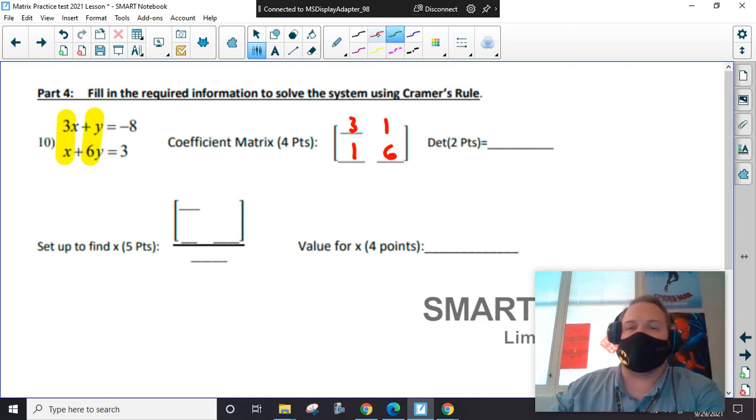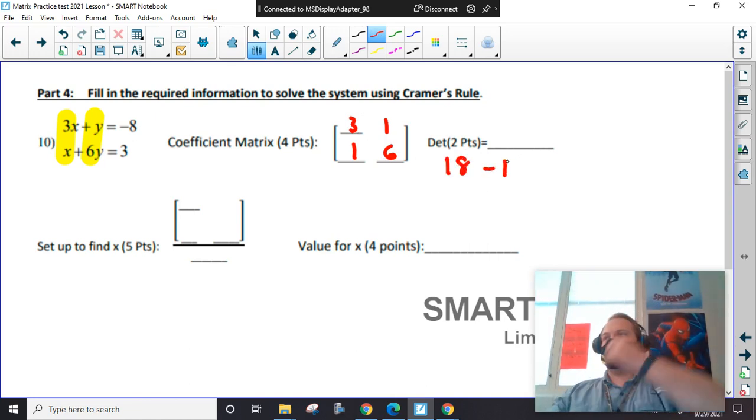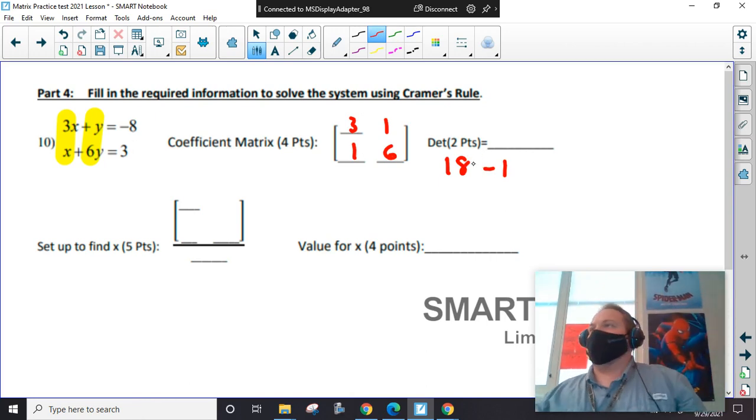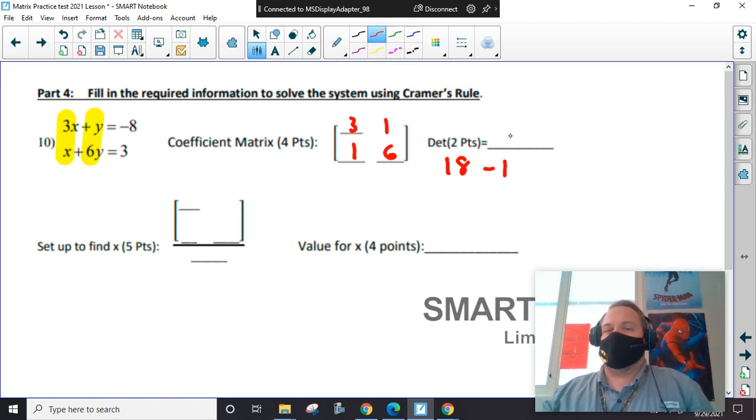Now we have to find that determinant. So this would be 18 minus 1, which is, yes, why is it minus 1? Because we're finding the determinant of a 2 by 2 matrix, just like we just did on the other side.